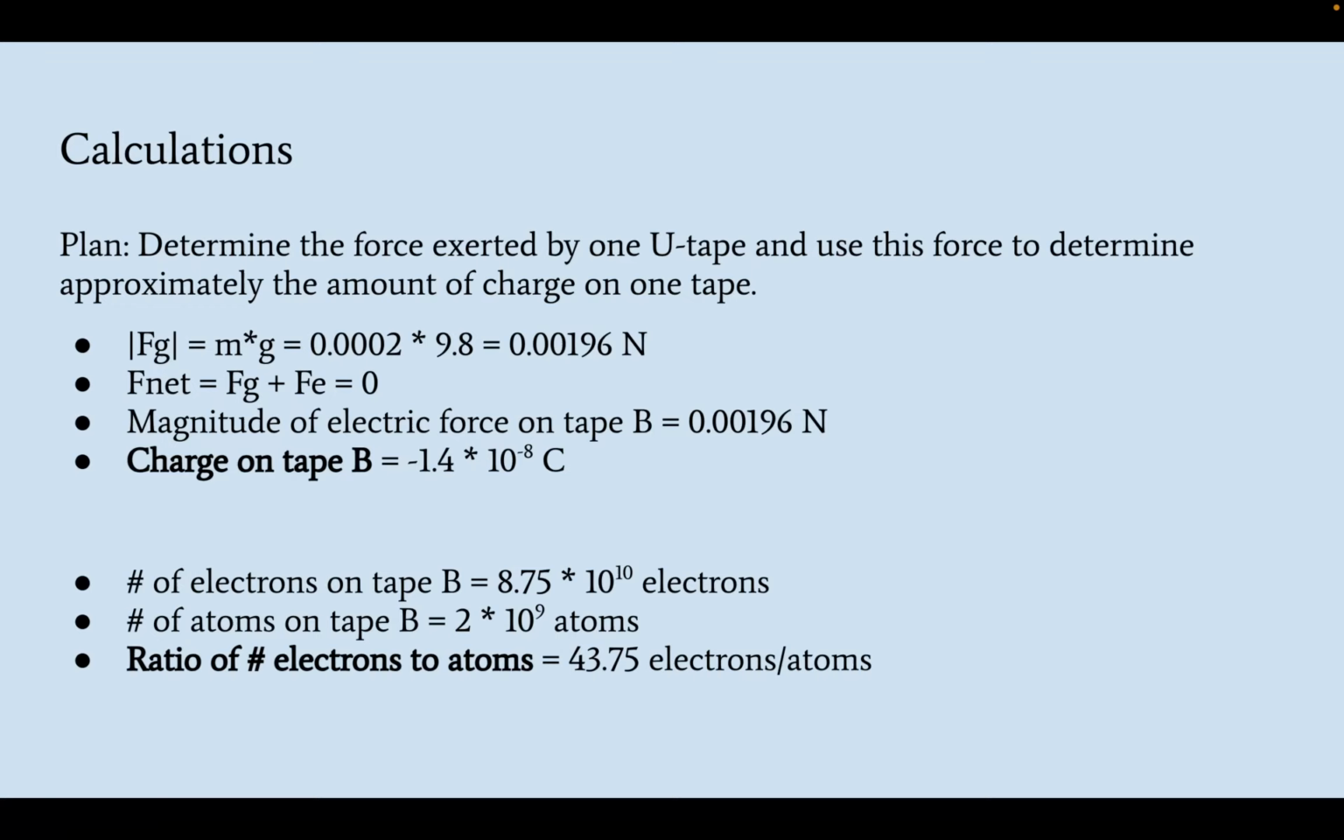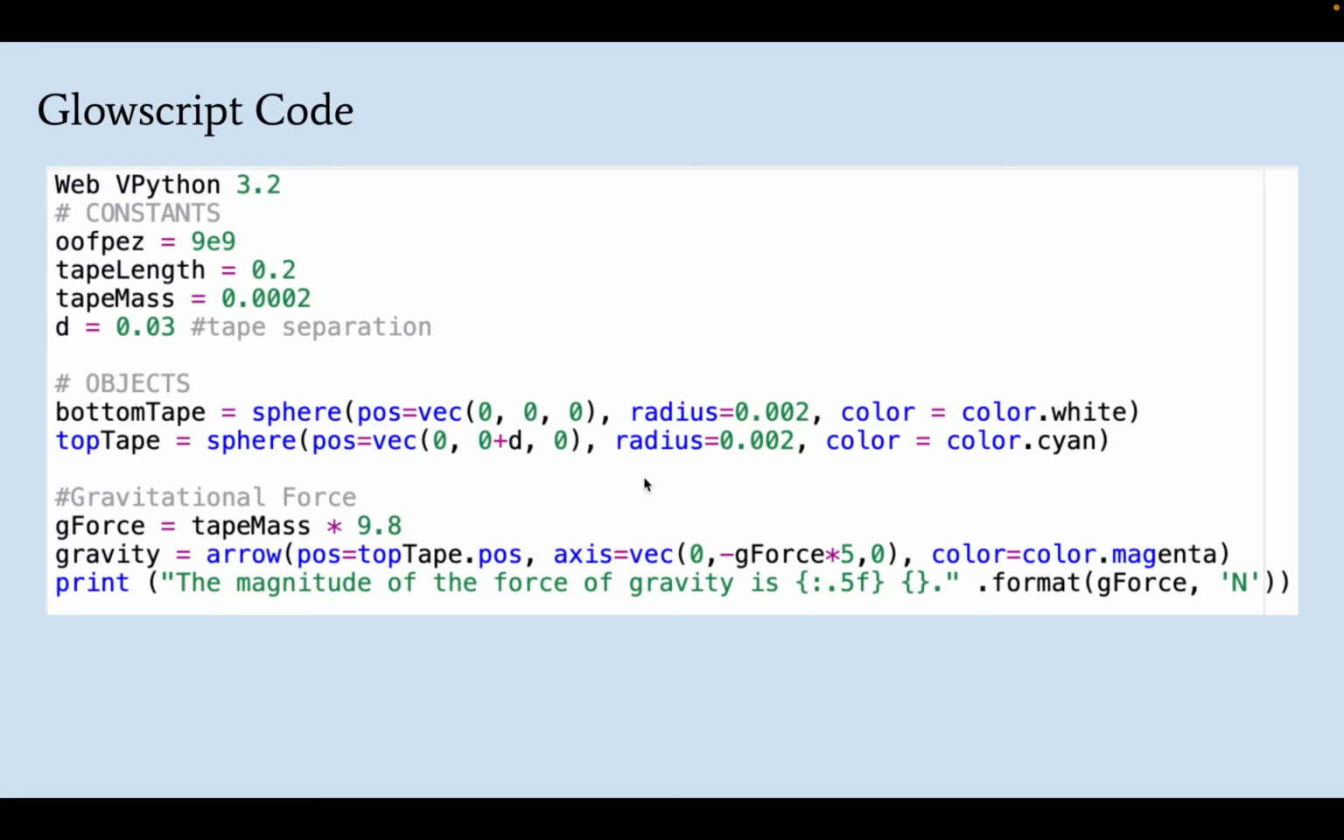And then here are the calculations of how I got the ratio of electrons to atoms. I just divided the excess charge by the charge of an electron and got that number, and then I calculated the number of atoms on tape B and divided those to calculate the ratio of number of electrons to atoms. Here's my GlowScript code, or half of it.